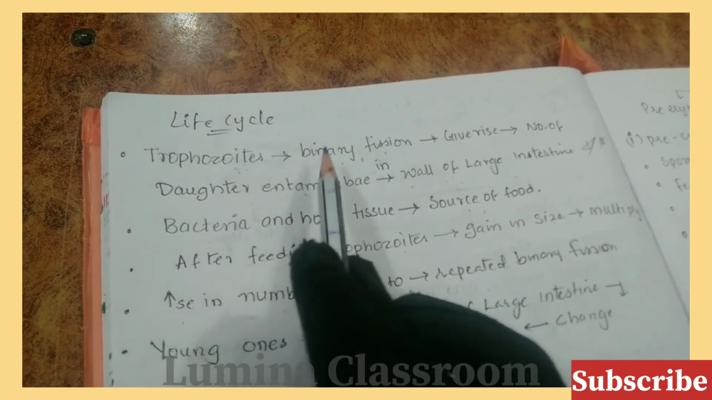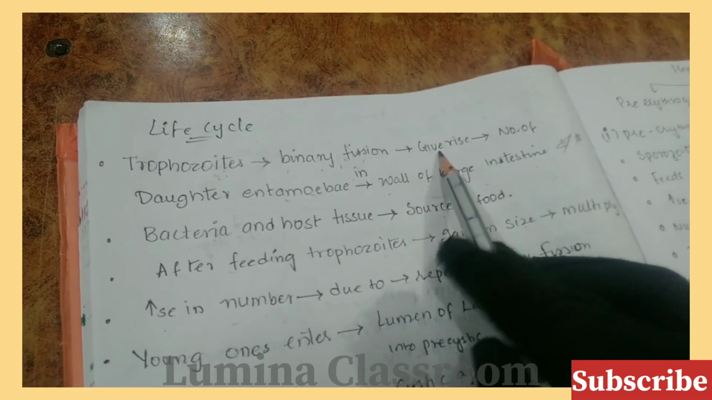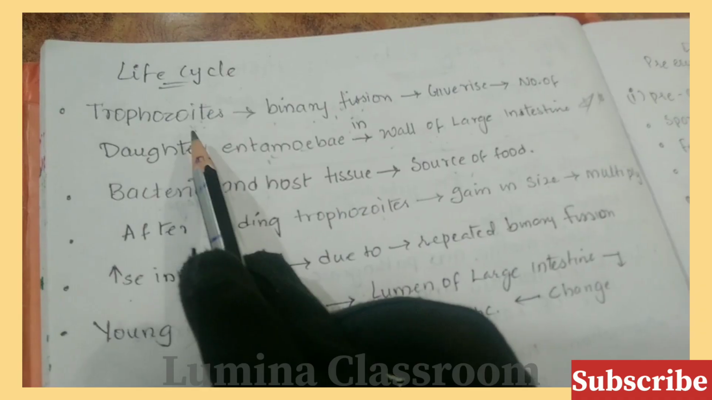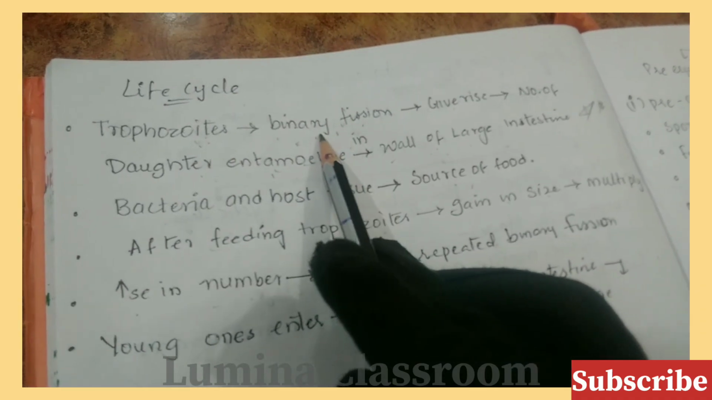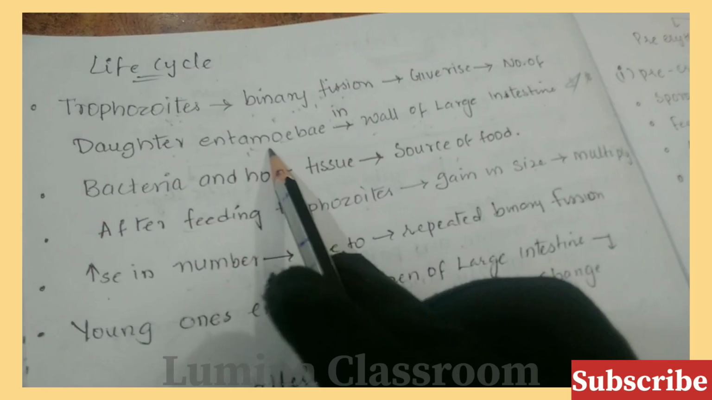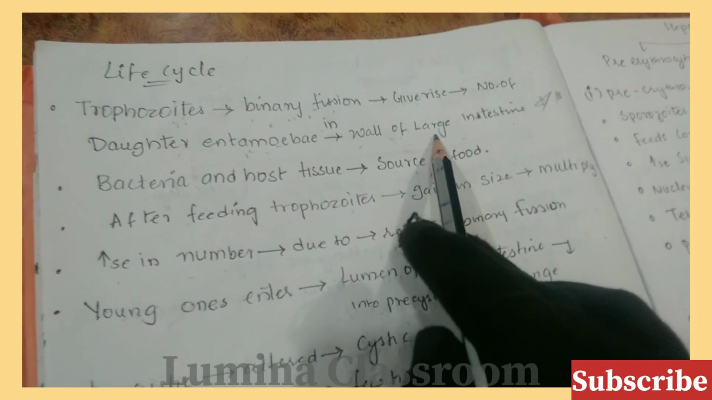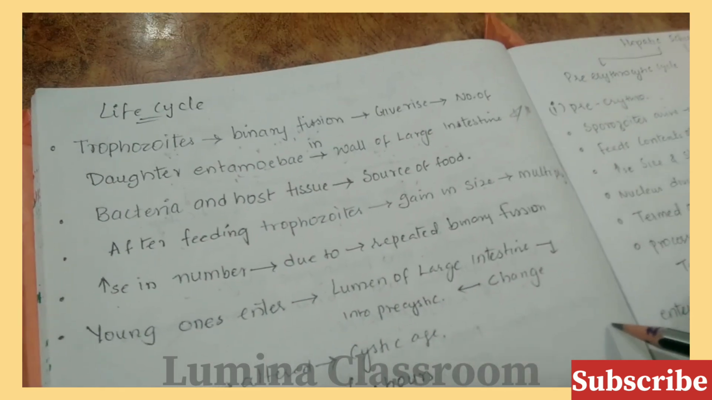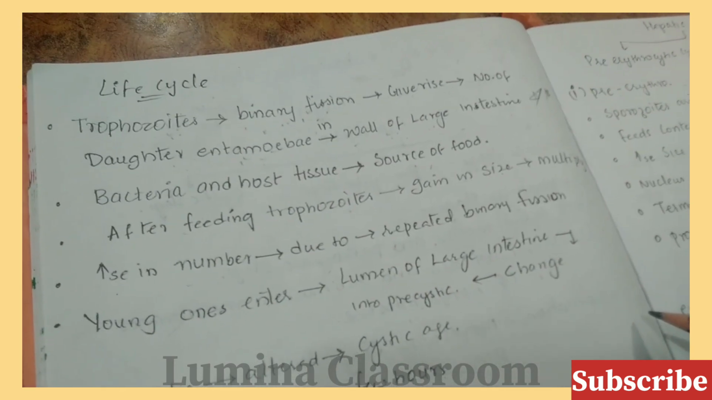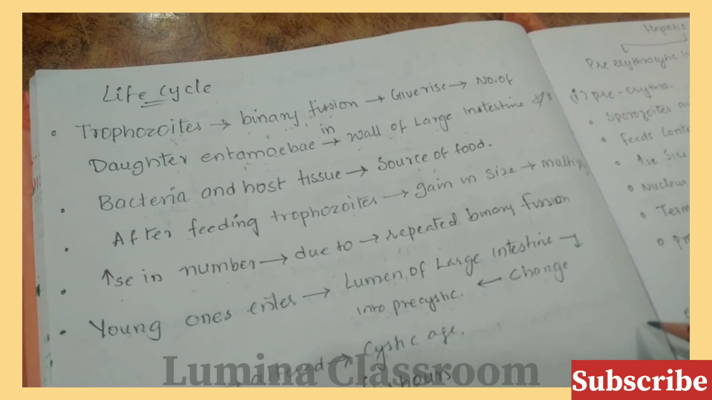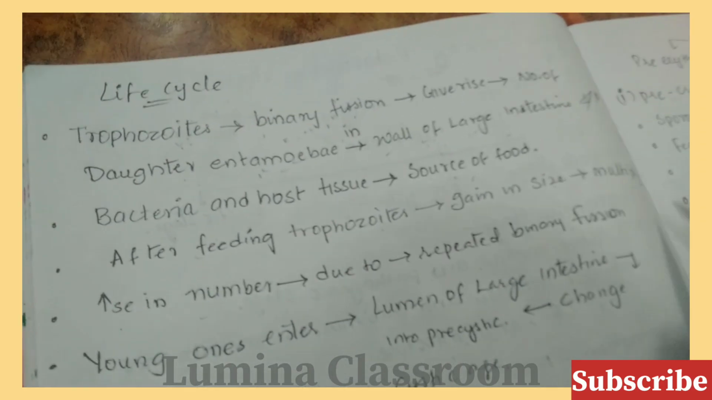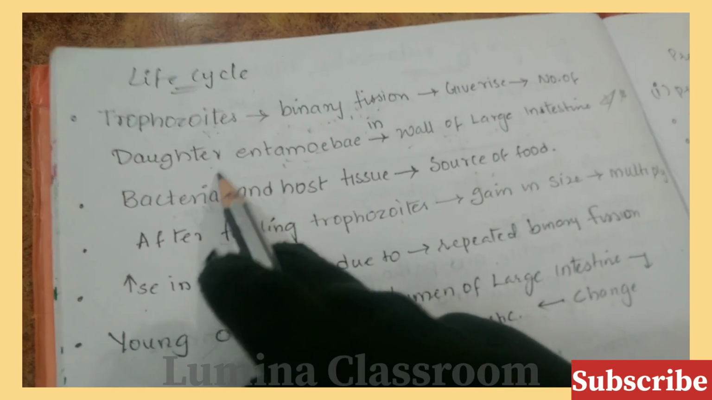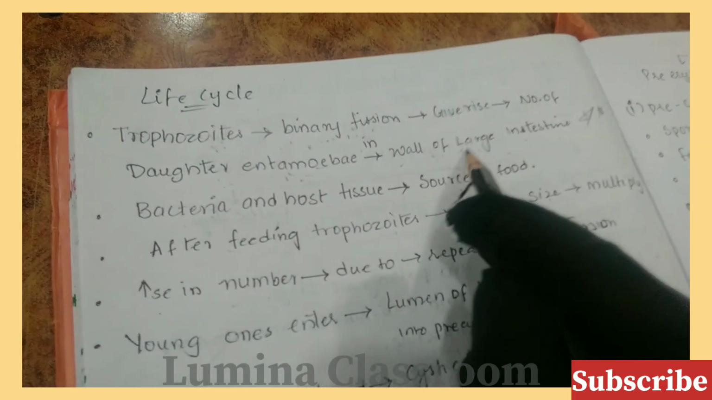First, trophozoites go through binary fission. They produce a number of daughter Entamoeba. We are discussing the life cycle of Entamoeba. The location of Entamoeba histolytica is only the large intestine. We discussed that the trophozoite is in the submucosa and mucosa, and the pre-cystic and cystic stages are in the lumen of the large intestine. All three of them are in the large intestine.